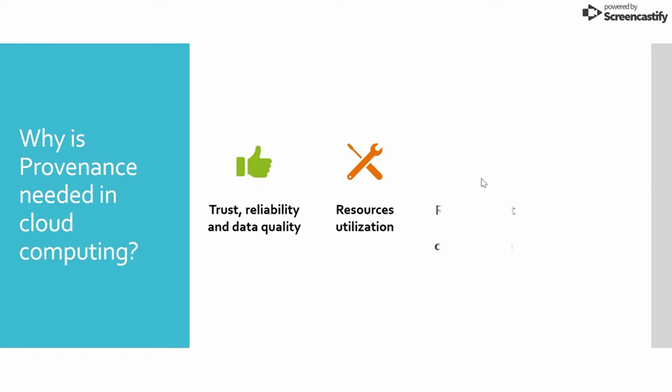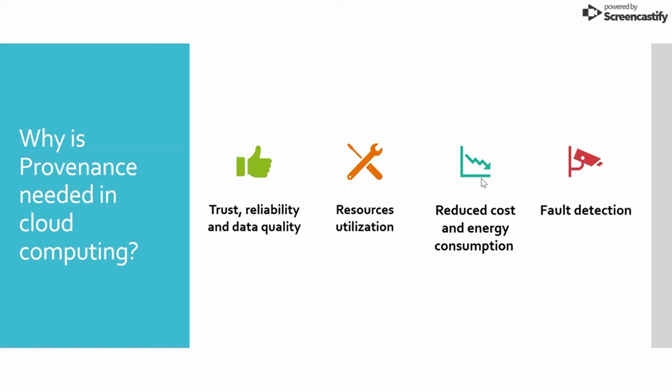The third one is reduced cost and energy consumption. Provenance data results in cost and energy efficiency by using patterns to forecast a future request and by utilizing existing running resources. And finally, fault detection. Provenance data can pinpoint the exact time, service, method, and related data in case of a fault.